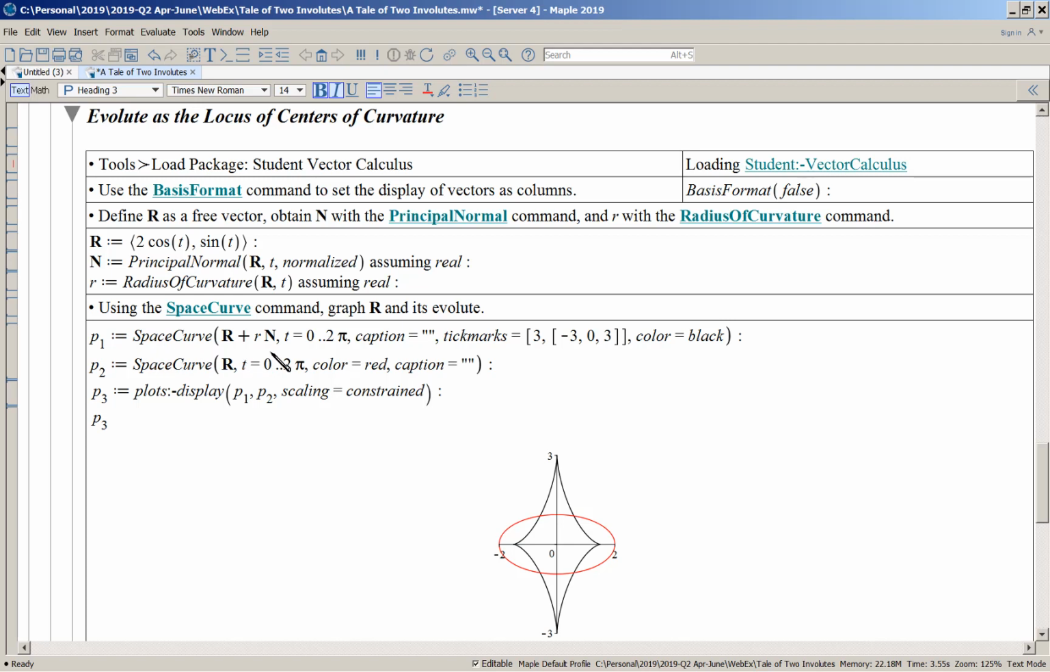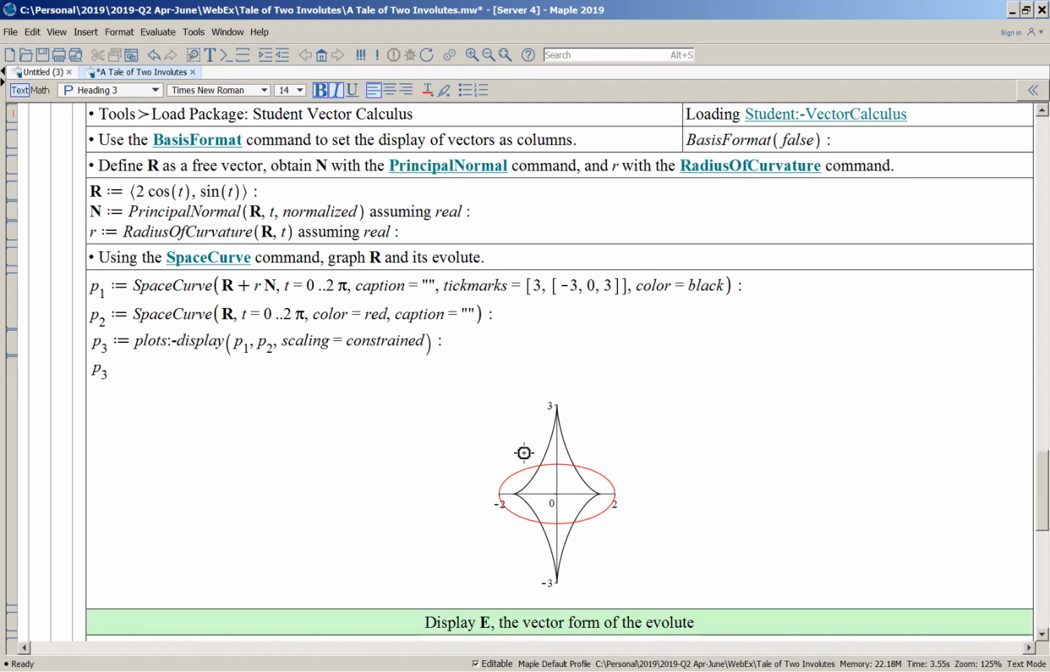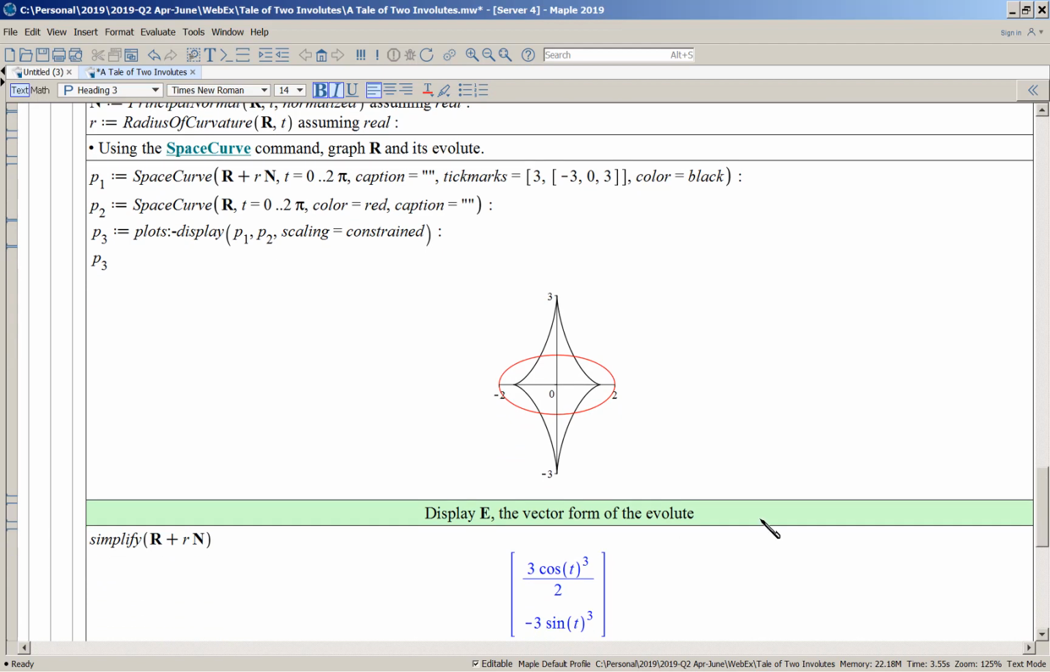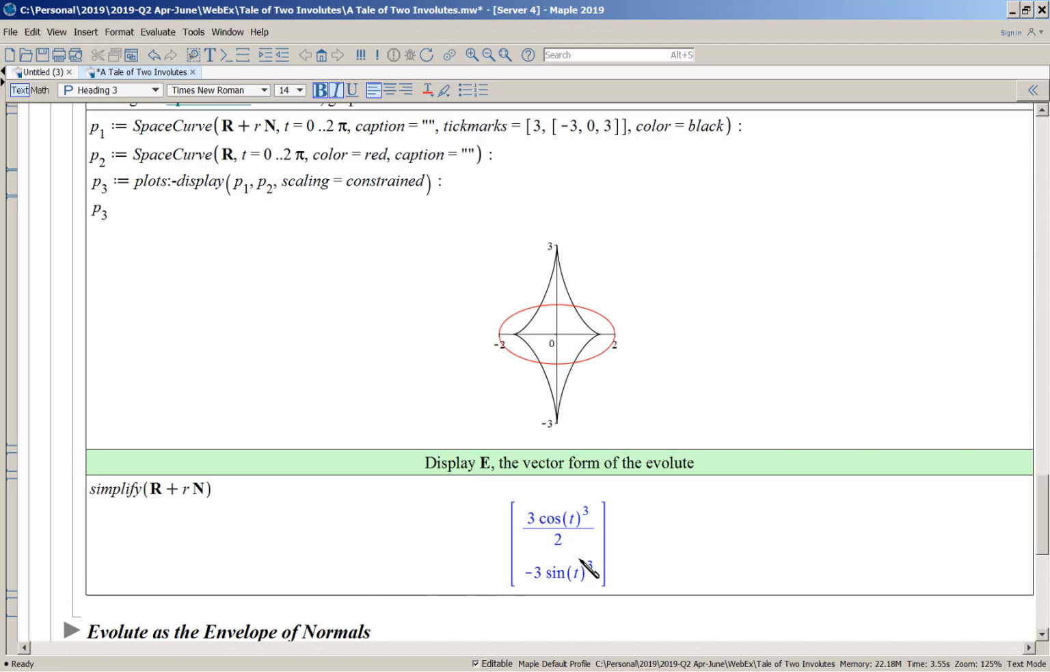So here is the evolute. Here is the ellipse, and I put them both together, and we get this picture of the ellipse and the evolute. Well, what does r plus little r n look like? Here is a vector representing the parametric form of the evolute. And keep this in mind, because we're going to see this again and obtain it in another way: 3/2 cos cubed t, minus 3 sin cubed t.